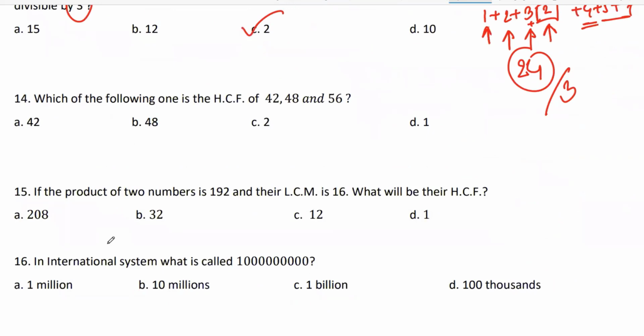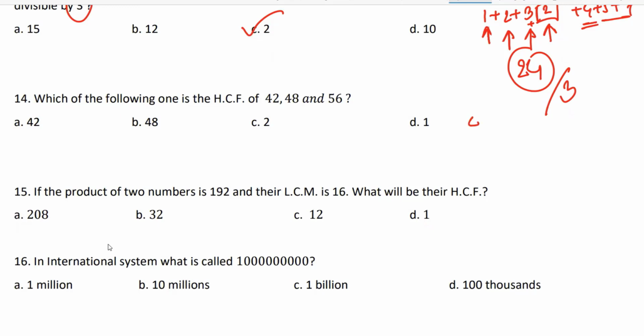Now, what is the HCF? Question number 14. What is the HCF of the numbers 42, 48, and 56? In finding the HCF, the first step is to find the common factors. Like here is 42.